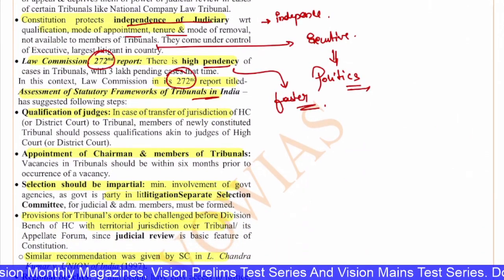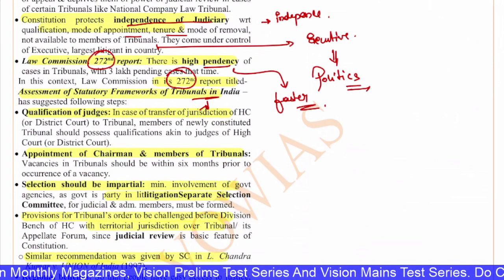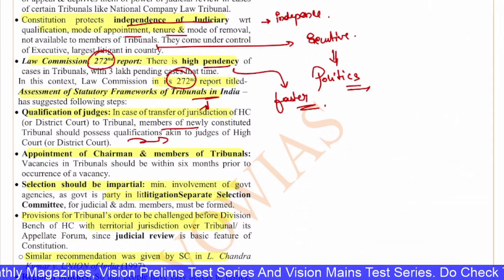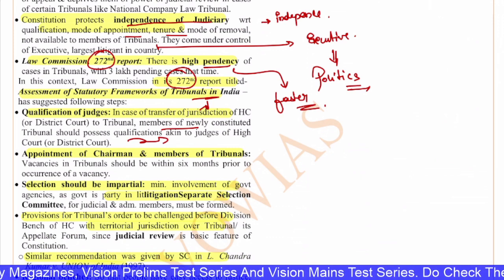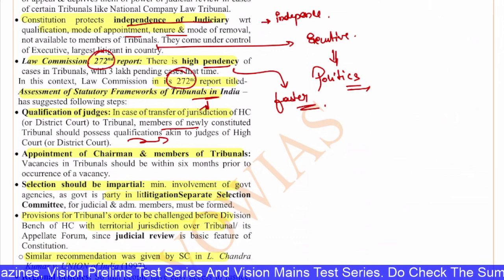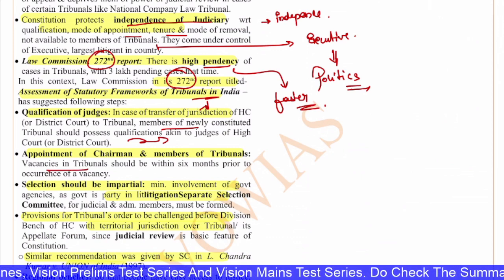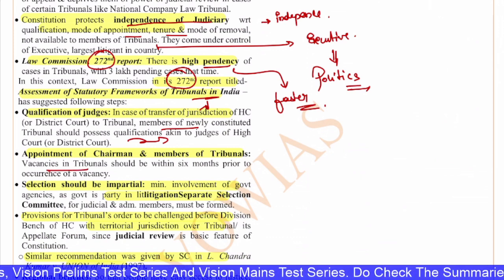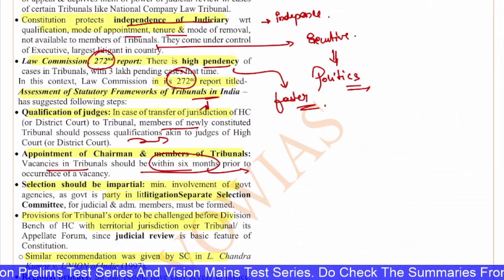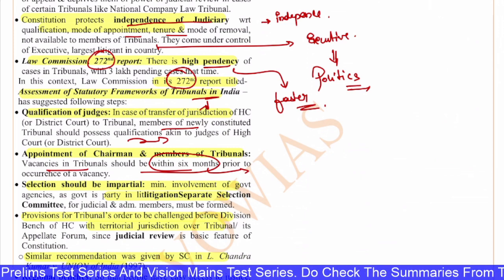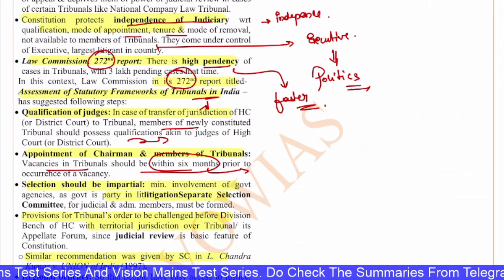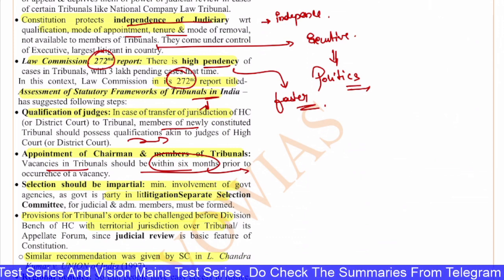In case of transfer of jurisdiction of the High Court to the tribunal, the members of the newly constituted tribunal should possess the same qualification as that of the judges of the High Court or the District Court. Appointment of chairman and members of the tribunal: the vacancies in the tribunal should be filled within 6 months prior to the occurrence of the vacancy. That means if someone is getting retired in June or July, then by January the new appointment has to be made.